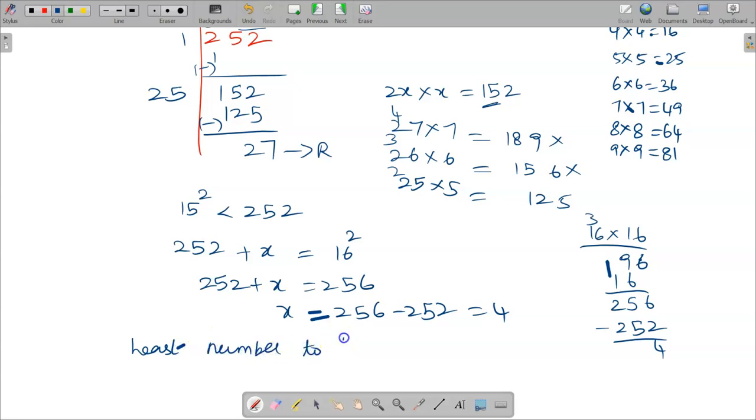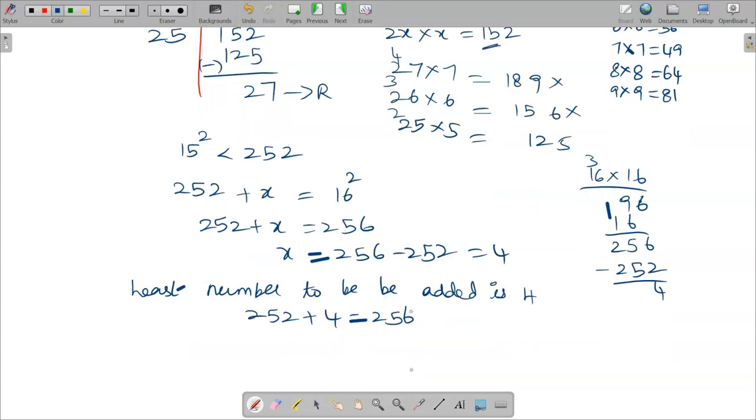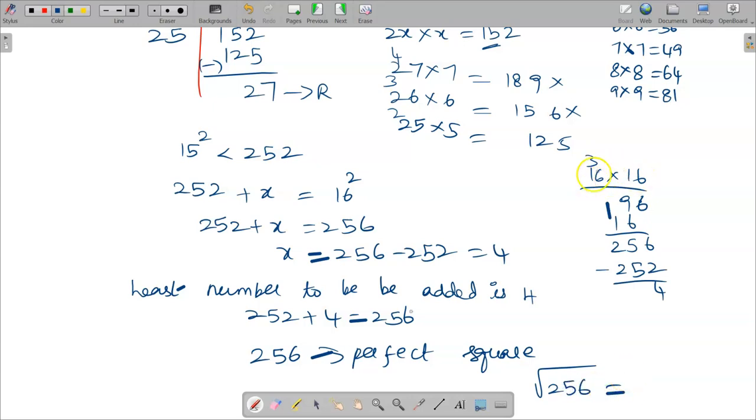Least number to be added is 4. Okay. So the question is 252. So 252 plus 4 is nothing but 256. So this number 256 is nothing but the perfect square. So for the perfect square, I have to find out the square root. So root of 256, just now we have determined 16 into 16 is 256. So root of 256 is nothing but 16.